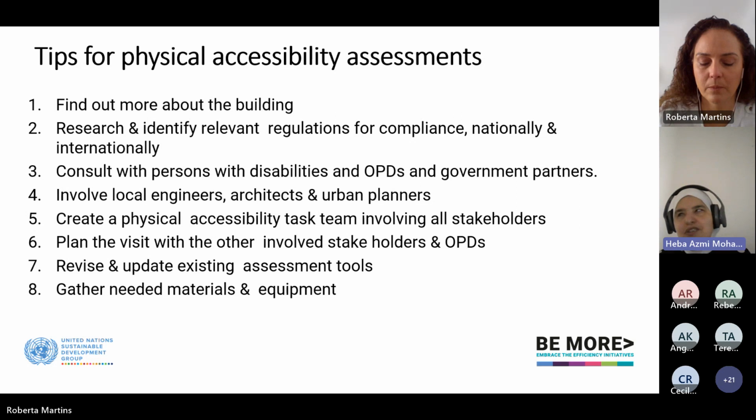Involve local engineers, architects, and urban planners in your plan, and create a physical accessibility task team, including, of course, persons with disabilities and OPDs. Plan for this team to visit the building in advance in order to put together an outline of the plan and come up with some recommendations and priorities, and revise and update the existing assessment tools that you are going to use.